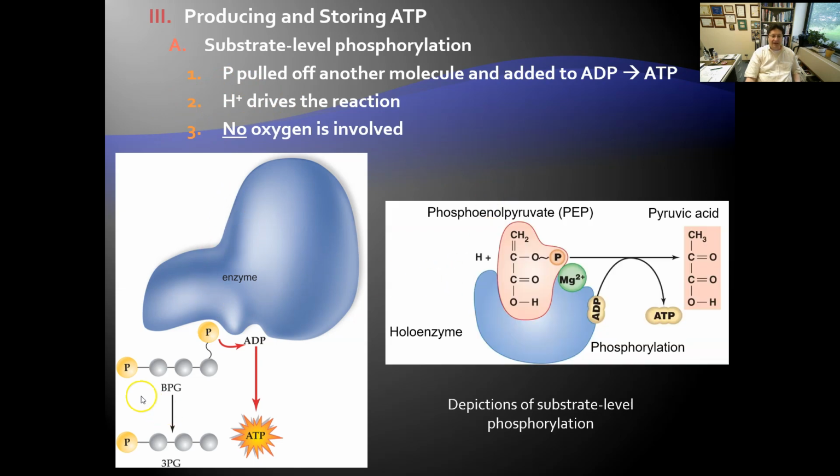So it's pictured here. Here's our molecule here. It's got a phosphorus. This big enzyme is going to come along, steal that phosphorus, add it to ADP, and give us ATP. Okay, we're also picturing that here.